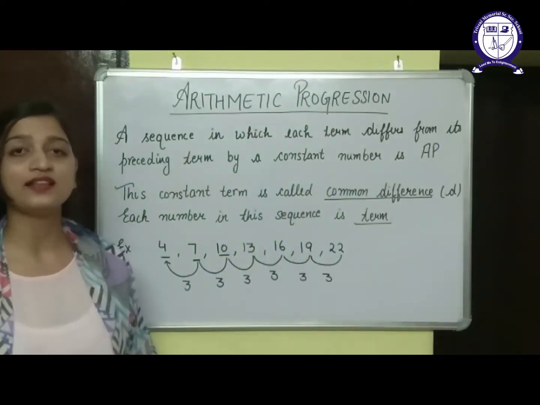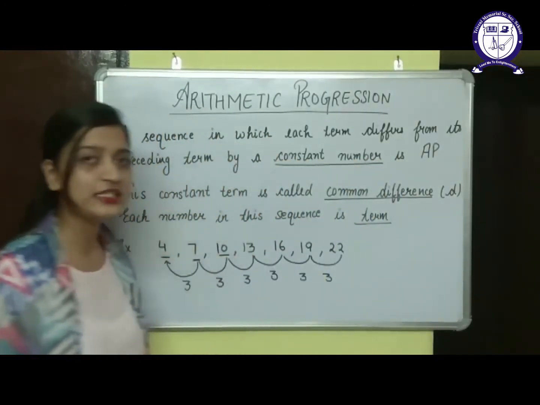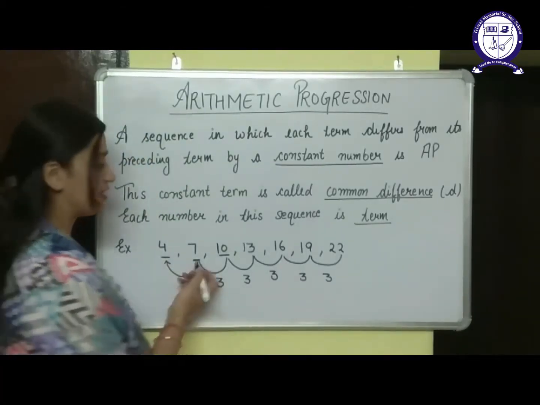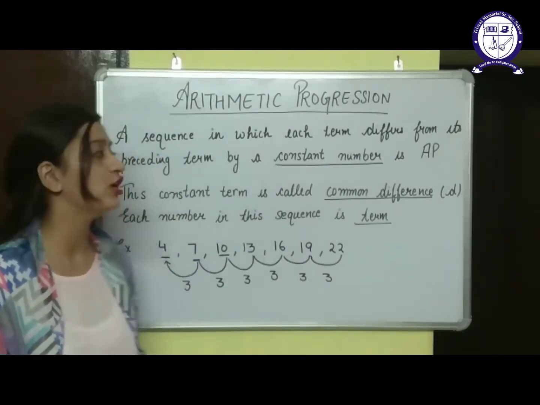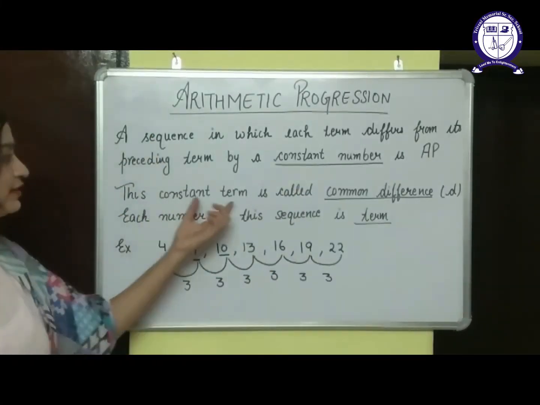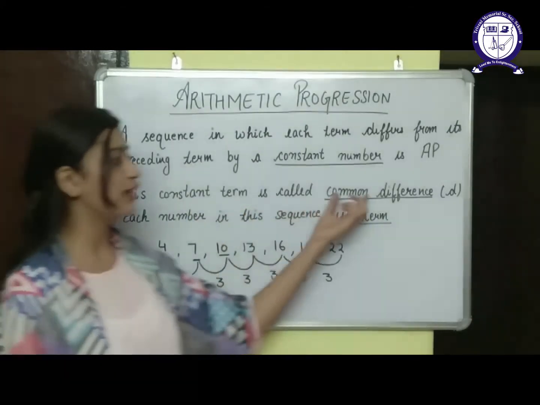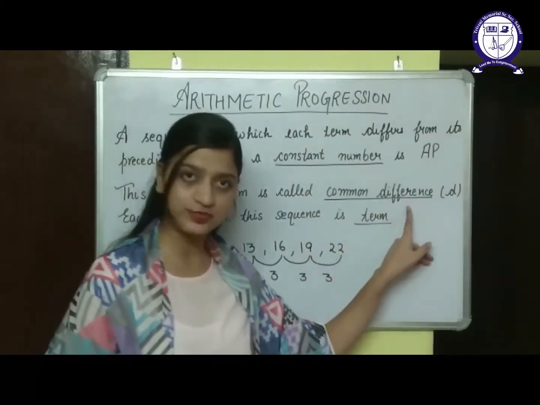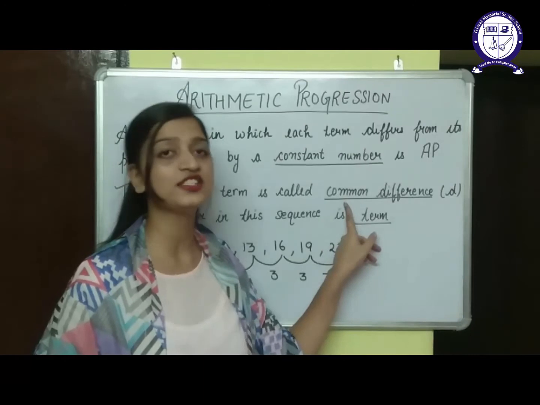Constant number means that the same number will be repeated. Okay, the difference between two consecutive terms, that is like these 4 and 7, 7 and 10, 10 and 13, the difference between these two consecutive terms will be a constant number, will be the same. Now the constant term, which is the difference, that is my 3 in this example, is called the common difference. This is the name given to it, that first of all it is the difference between two terms. Secondly, it is common, that is it is the same at each step.